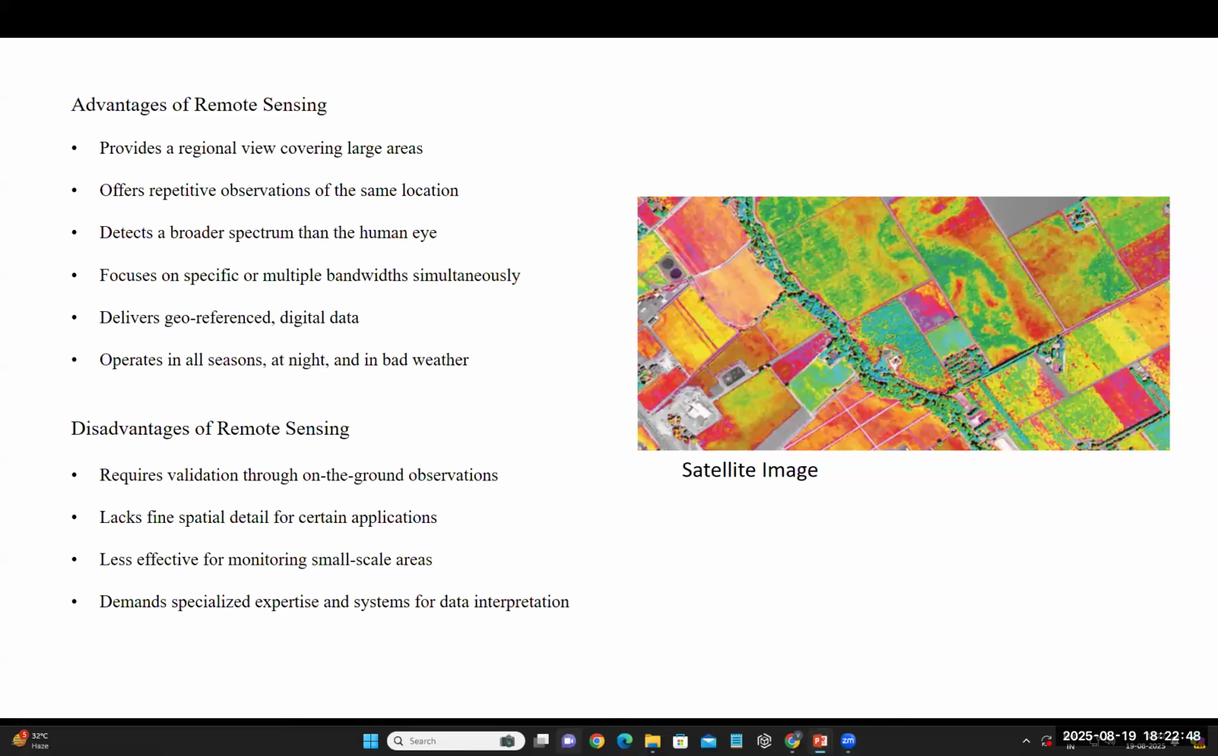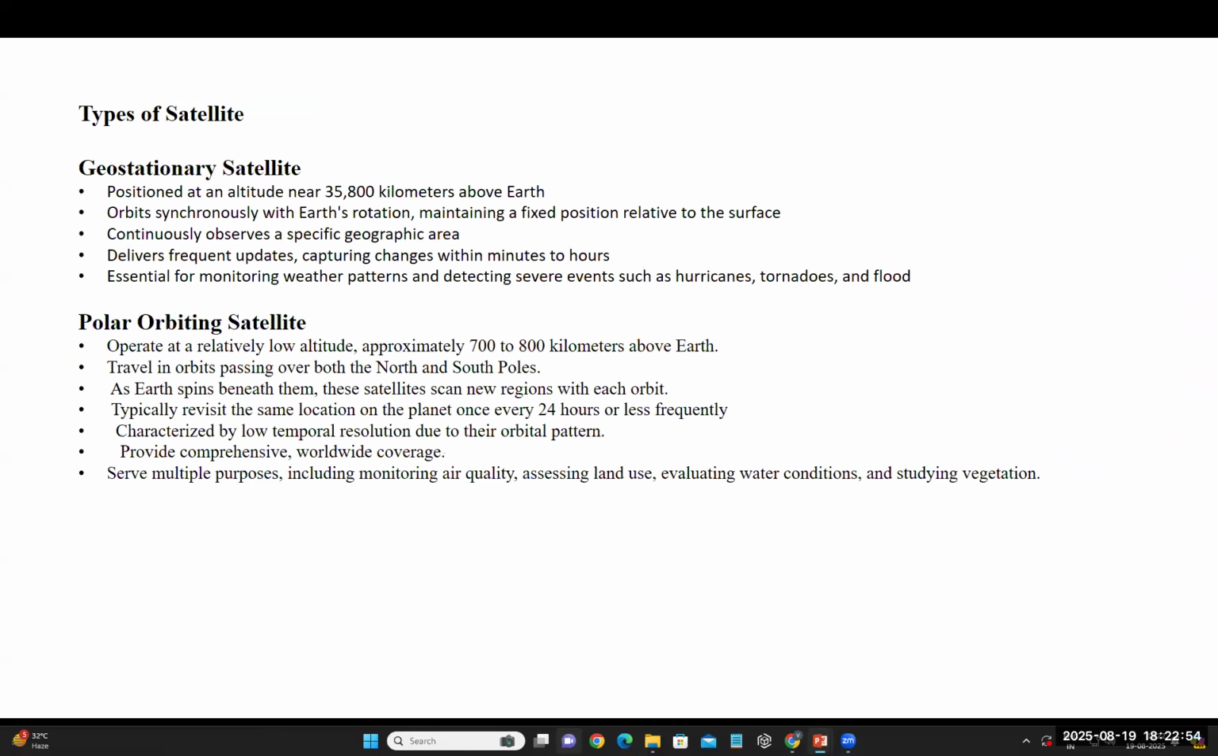So this is again the most disadvantage of remote sensing. Now we move to the next slide. Now we are talking about the types of satellite. Two types of satellite are mentioned here: geostationary satellite and polar orbital satellite.